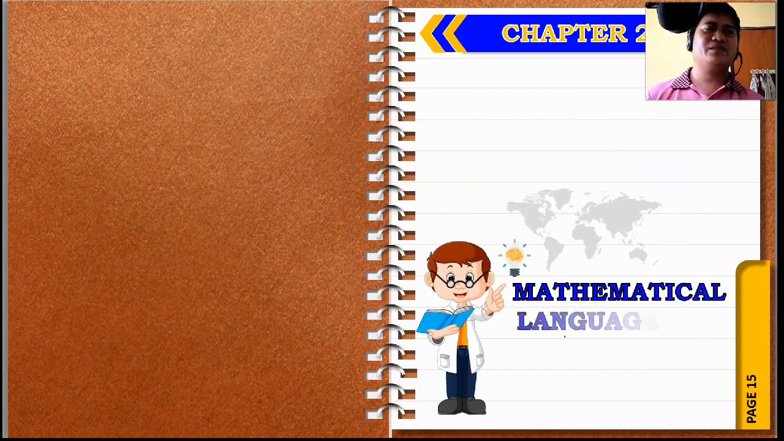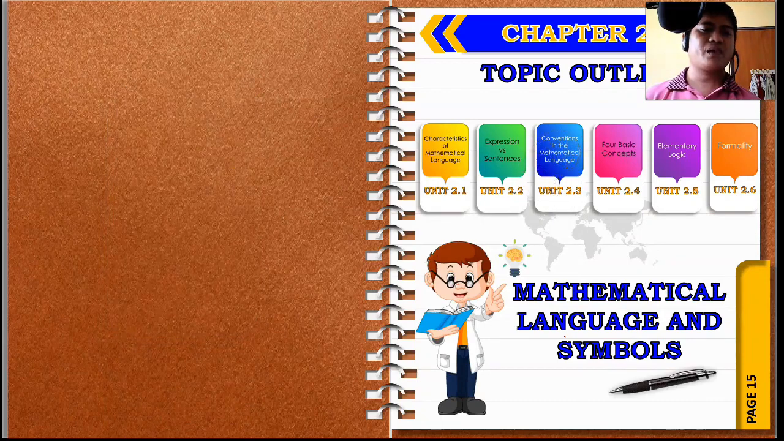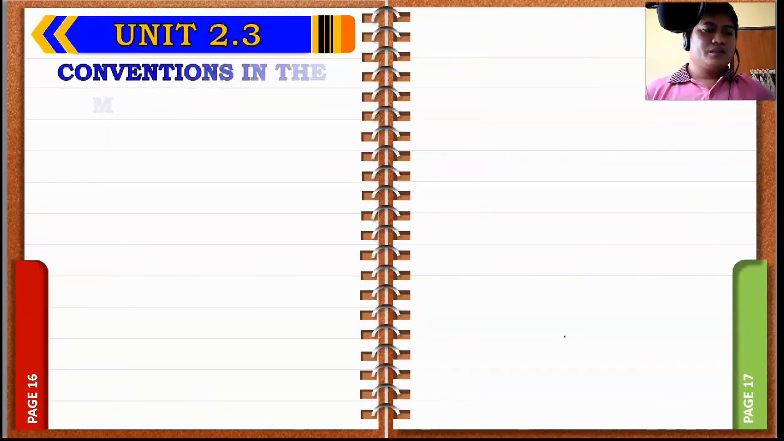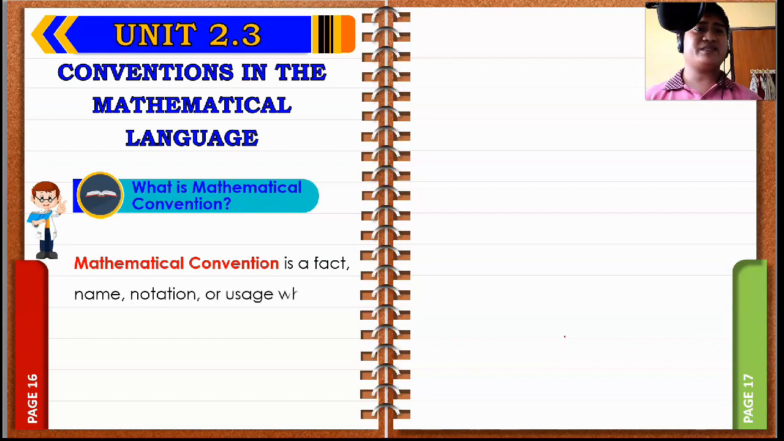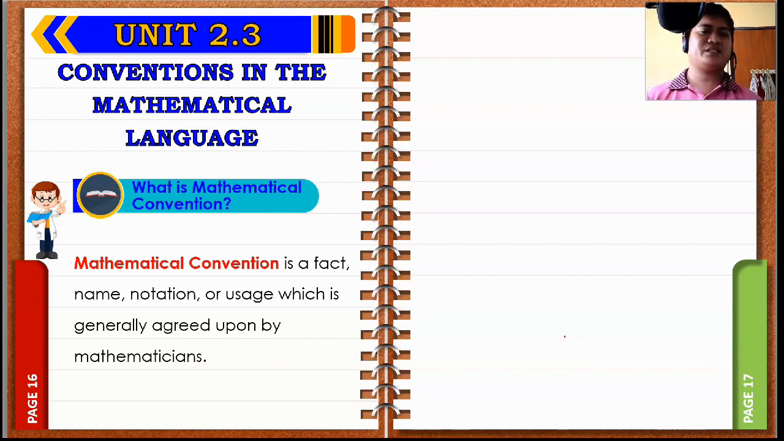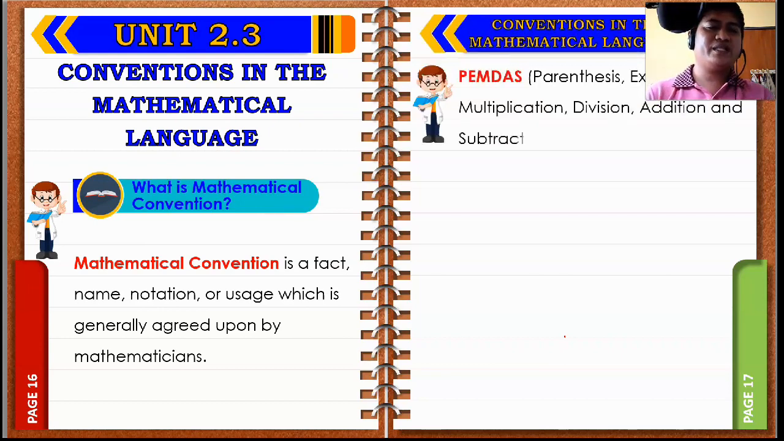Now, let's proceed with topic 2.3, the conventions in mathematical language. So, mathematical language has conventions and it helps individuals distinguish between different types of mathematical expressions. So, what is now a mathematical convention? When you say mathematical convention, it is a fact, name, notation, or usage which is generally agreed upon by mathematicians. So, let's say, for example, one evaluates multiplication before addition, following the principle of PEMDAS, which is the parentheses, exponent, multiplication, division, addition, and subtraction.